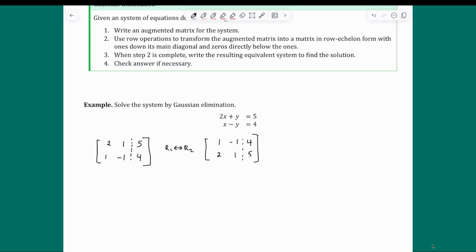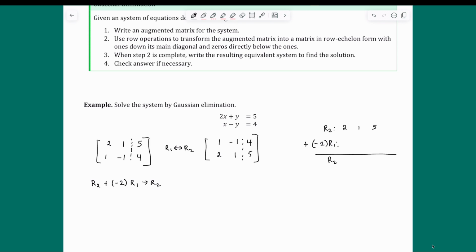Alright, now I'm going to take that matrix and I'm going to use row 2. I'm going to use a type 3 row operation, and I'm going to multiply the first row by negative 2 to get a new row 2. Alright, so on the side here, I have row 2. Row 2 is 2, 1, and 5. And then I'm going to multiply row 1 by negative 2, and then add the result to get a new row 2.